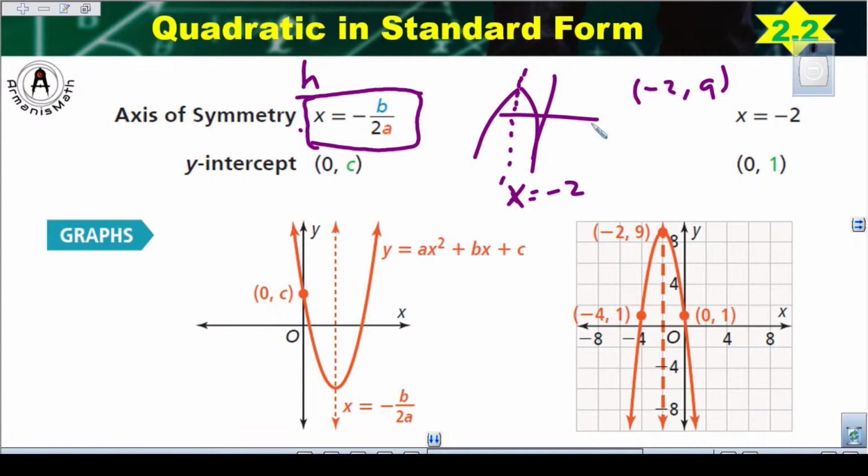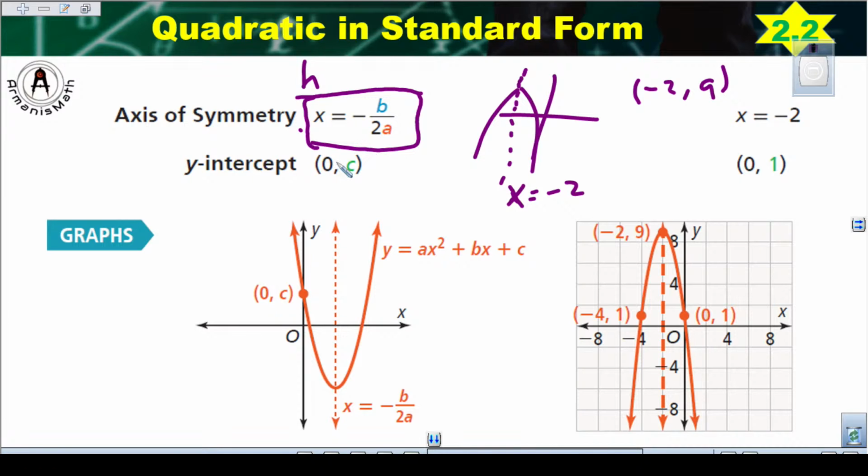So what was the axis of symmetry for our problem? It was exactly at negative 2. That line that cuts the parabola exactly in half, you could call it a line of reflection if you'd like. It's called the axis of symmetry. The graph is symmetric on both sides of this line. And that's why x is equal to negative 2. Okay. How about the y-intercept?